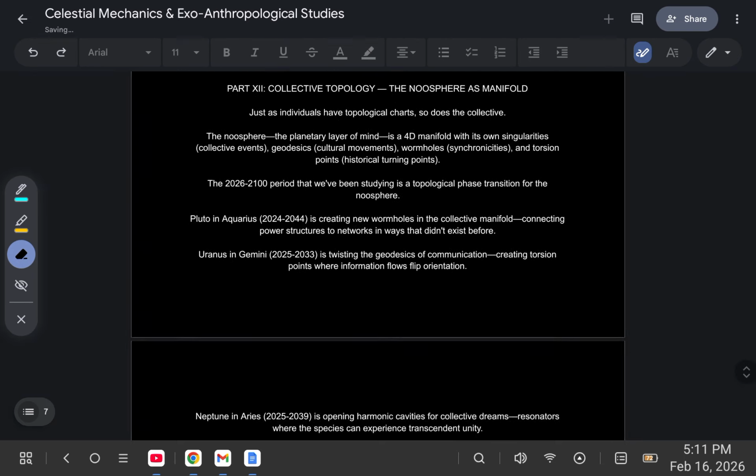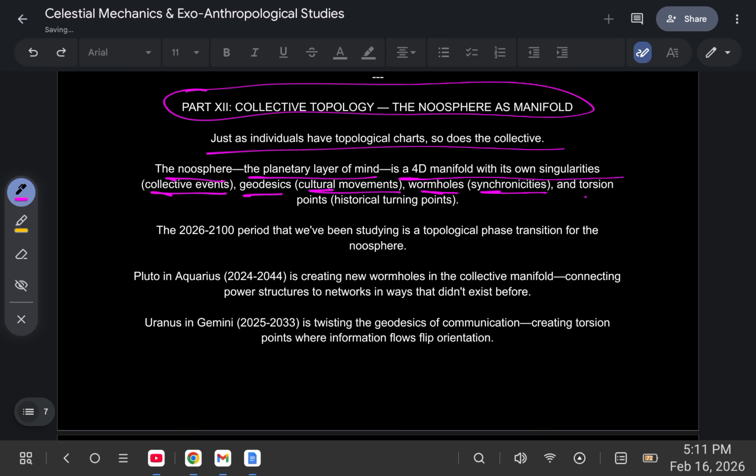So now I want to go through collective topology. The noosphere is a manifold. Then we're going to jump into our Q&A. Just as individuals have topological charts, so does the collective. The noosphere, the planetary layer of mind, is a 4D manifold with its own singularities, collective events, geodesics, cultural movements, wormholes, synchronicities, and torsion points, historical turning points.